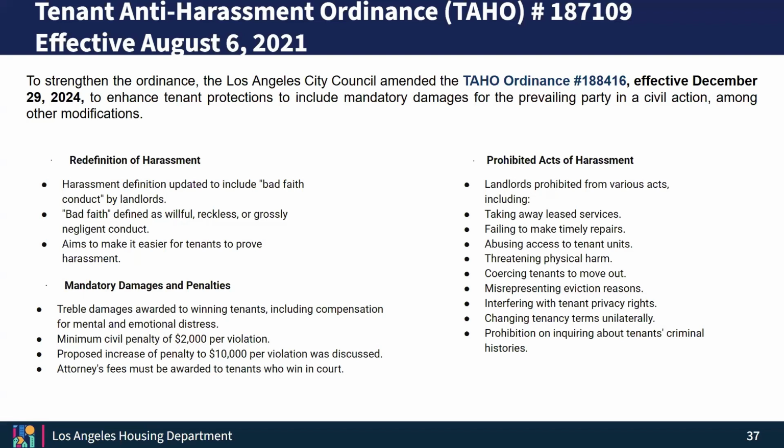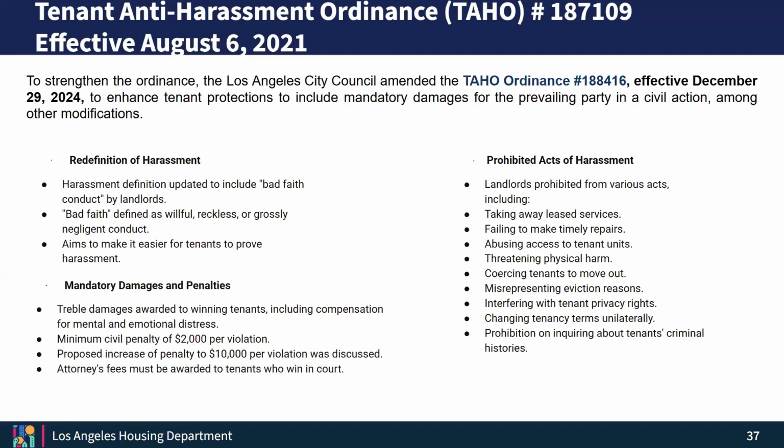Mandatory damages and penalties: treble damages awarded to winning tenants include compensation for mental and emotional distress, and a minimal civil penalty of $2,000 per violation. A proposed increase of the penalty to $10,000 per violation was discussed. Attorney fees must be awarded to tenants who win in court.